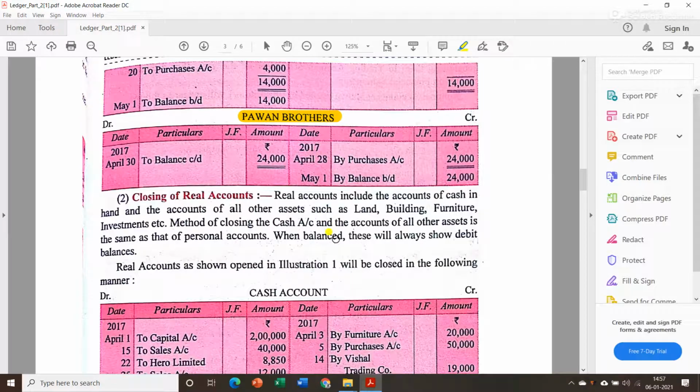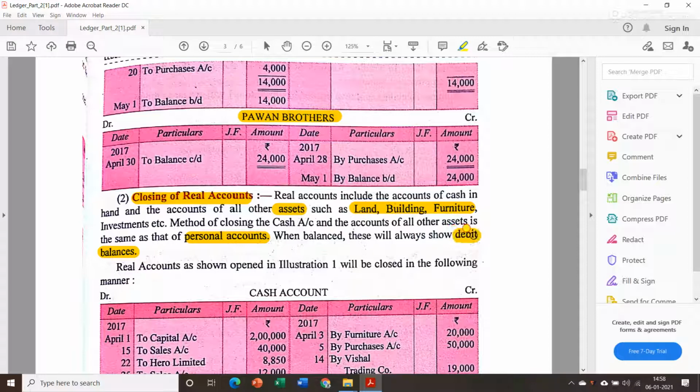And for this you have to understand which accounts come under personal accounts. Okay, now let us see how we are supposed to close real accounts. Now real accounts include the accounts of cash in hand and the accounts of all other assets. As we all know, real accounts are all the assets excluding debtor account and bank account. Other than these two, all assets are known as real accounts. So land, furniture, building, investment, these will all be real accounts. The method of closing the cash account and the accounts of all other assets is the same as that of personal accounts. When balanced, these will always show debit balances.